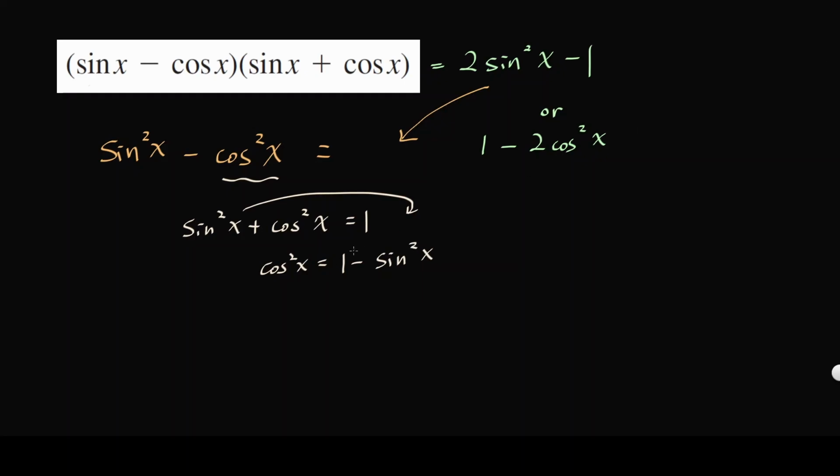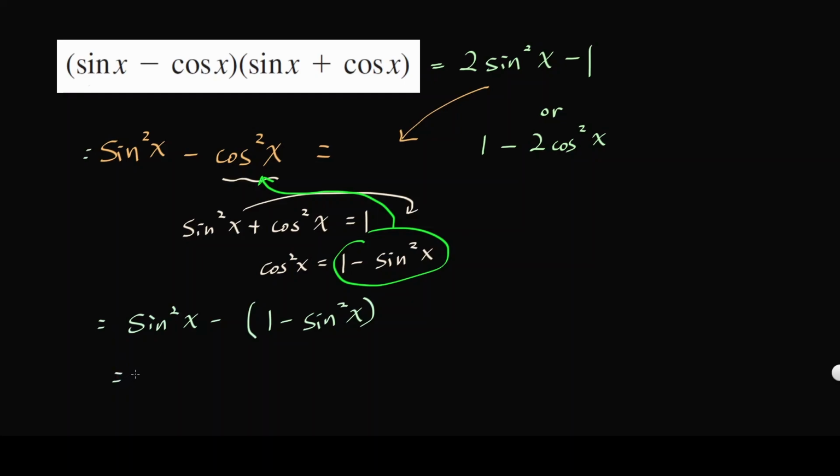So what we're going to do is substitute this instead of cosine right there. Let's see what that brings us. So we get sin²x minus parentheses. Don't forget your parentheses, because we're minusing the whole thing here. 1 minus sin²x.